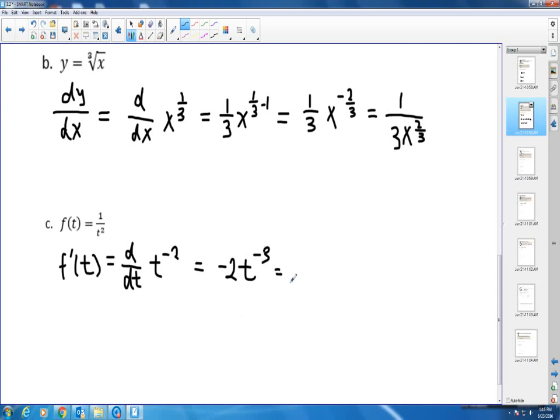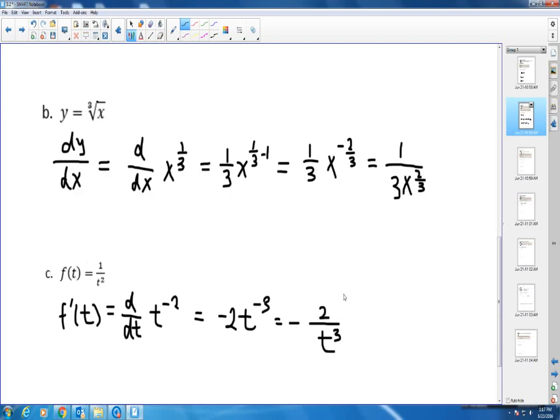Alright, when we rewrite it, that will be negative 2 over, since t has a negative exponent, that will flip it back to the other side of the fraction. So that will be negative 2 over t to the 3rd power. That's a simplified answer. Okay, so the power rule, the derivative of a power, tells me to move the exponent to the front and then subtract 1 from the exponent.